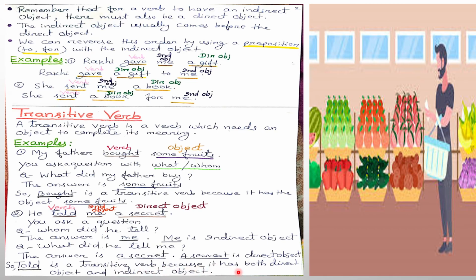So now we come to know how to find out the transitive verb by asking the question. You will use the question word what or whom. If you get the answer, that answer is your object, and if the object is there, that verb is your transitive verb.